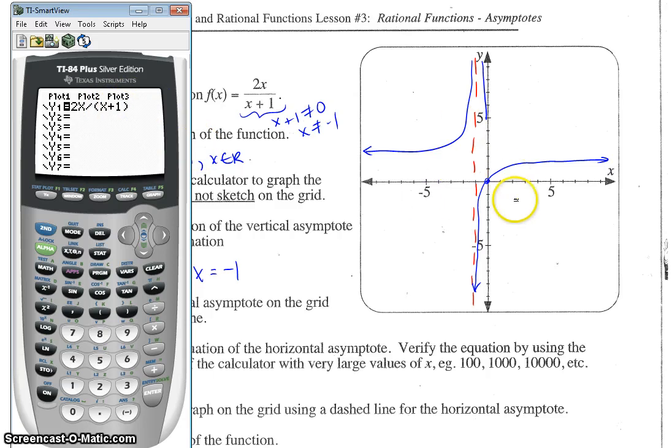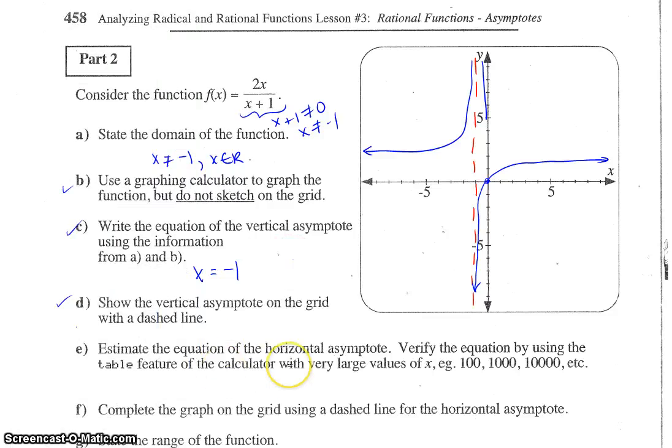Okay, so we get this graph. Our vertical asymptote appears to be at x equals negative 1. Now my graph did this weird little line there. Really the line is not part of the graph. It's sort of like a barrier the graph doesn't cross. Okay, now estimate the equation of the horizontal asymptote. So it looks like this graph is approaching something, some invisible horizontal line, and we could get that by looking at the table feature. Okay, so let's do that.